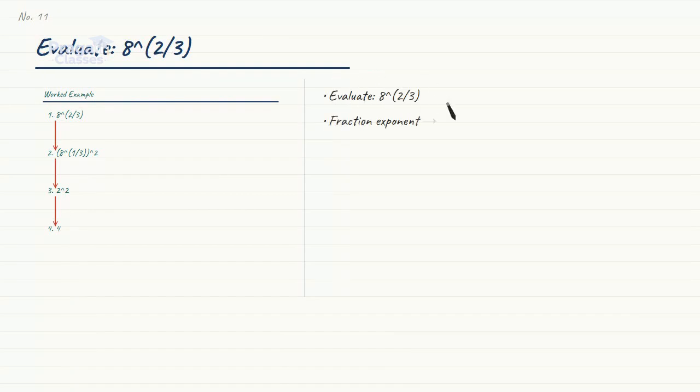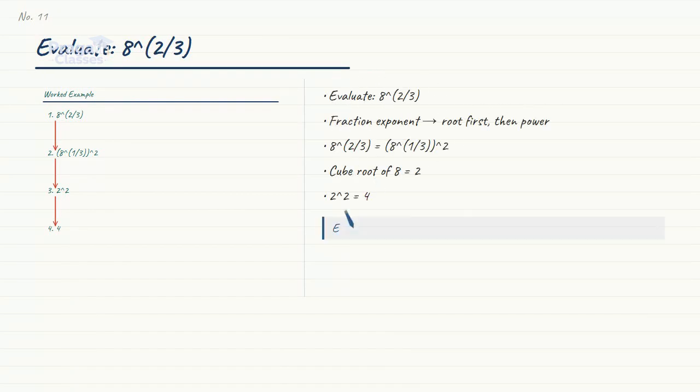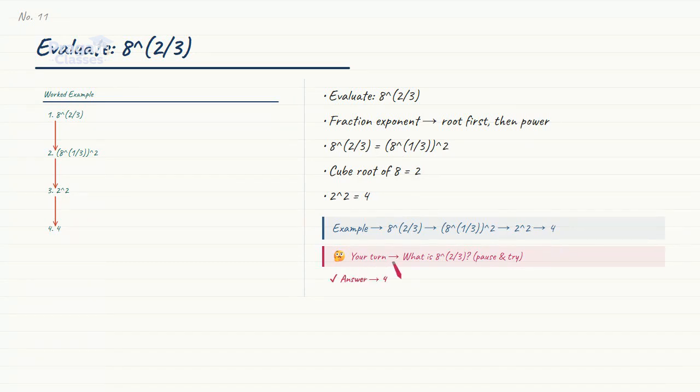Let me put this in front of you. 8 to the 2/3. The denominator 3 says cube root, and the numerator 2 says square. You can do these in either order, but taking the root first usually keeps numbers smaller. So we rewrite as 8 to the 1/3, all squared. The cube root of 8 is 2, because 2 times 2 times 2 is 8, and then 2 squared gives 4. The board shows the flow: original expression, split into root then power, evaluate the root, then the power.